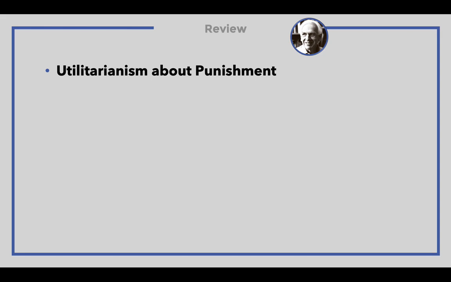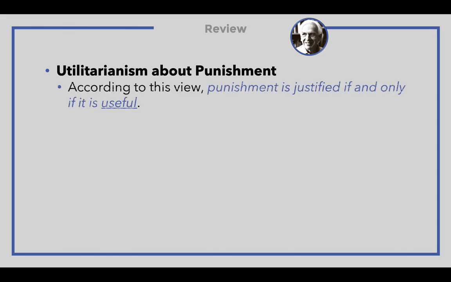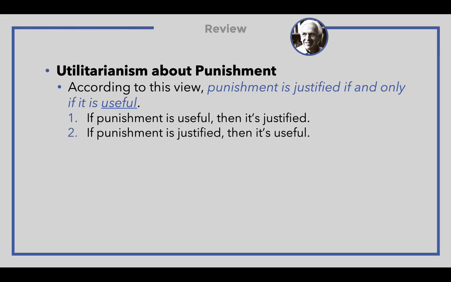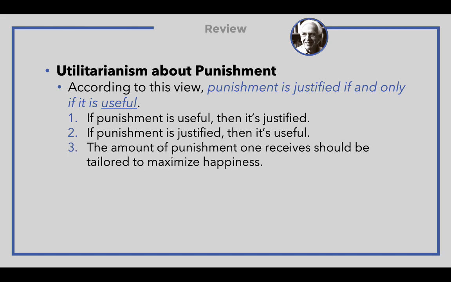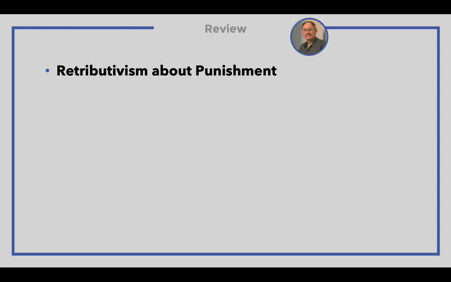There are 3 views, 3 theories of when we're justified in punishing someone. The utilitarian theory says punishment's justified if and only if it's useful. If we break that down, what are the tenets of the utilitarian view? 1, if punishment's useful, then it's justified. 2, if punishment's justified, then it's useful. 3, the amount of punishment should be tailored to maximize happiness. That's the utilitarian view.